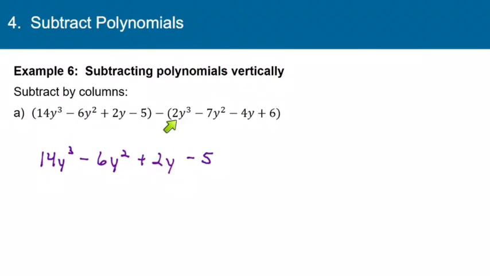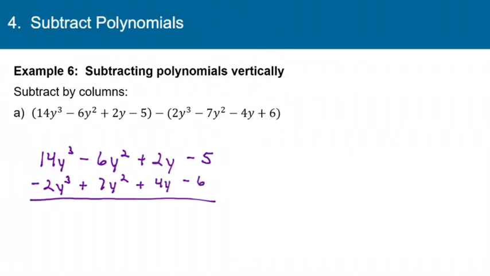So this would be negative 2y cubed, positive 7y squared, positive 4y, and negative 6. Now we can combine our like terms. And by changing all the signs here, what we were basically doing is distributing that minus. So now we're ready to combine.